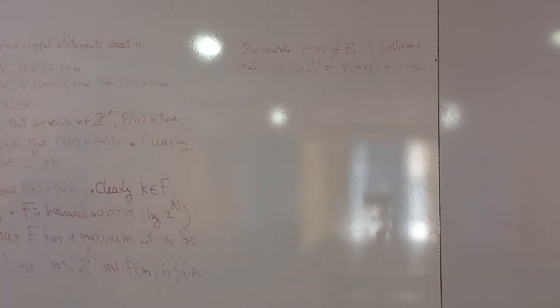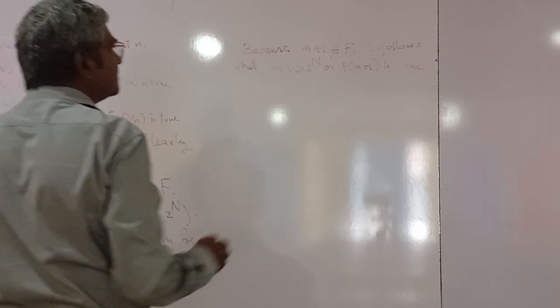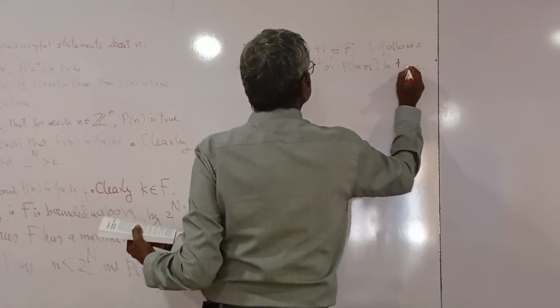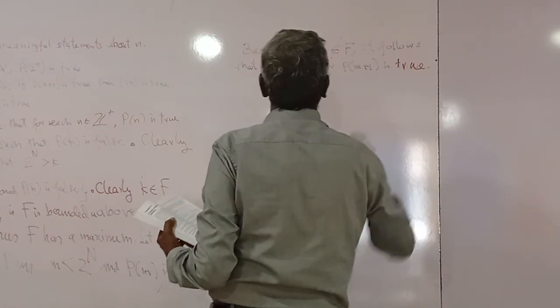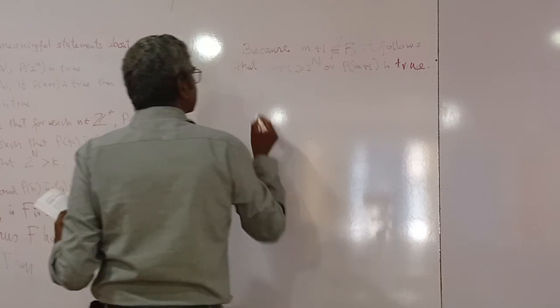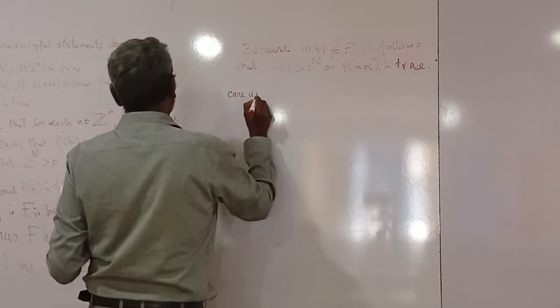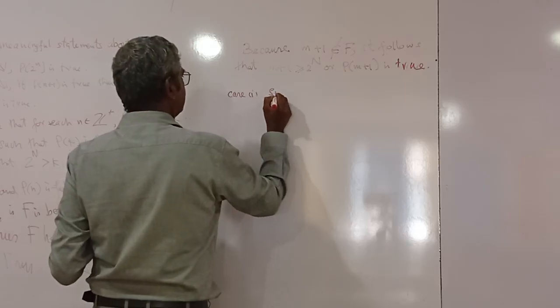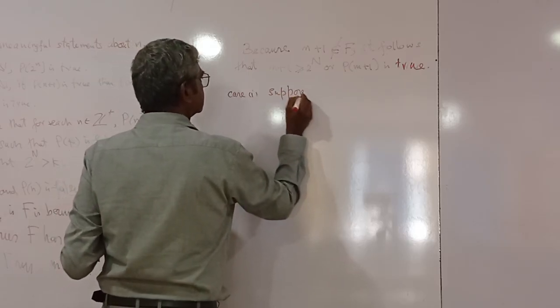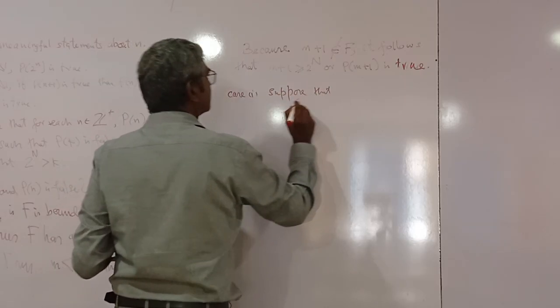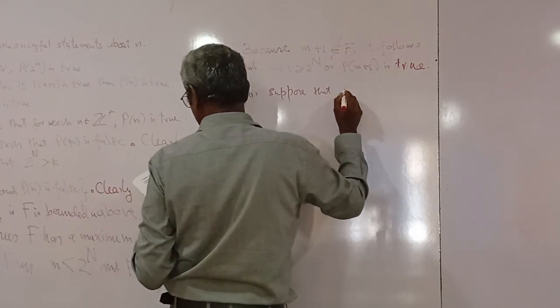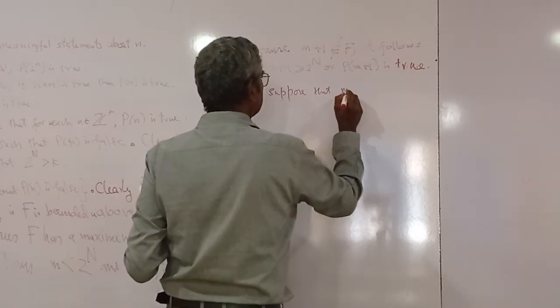Right? Somehow I get tired when it is not bright enough. P of M plus 1 is true. That doesn't be with the case 1. Suppose that M plus 1 is greater than or equal to 2 to the n.